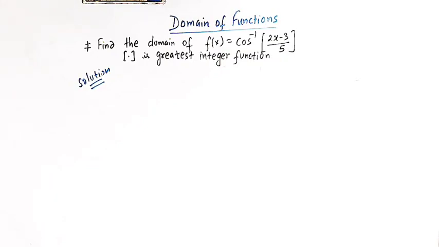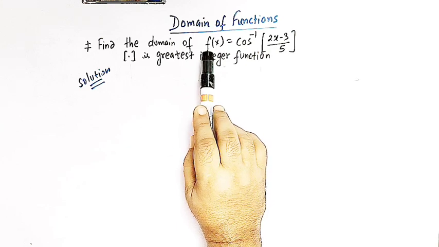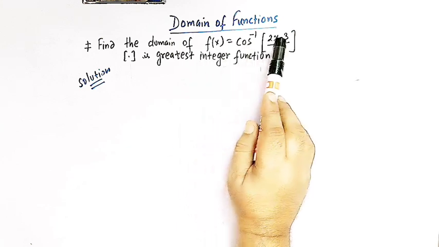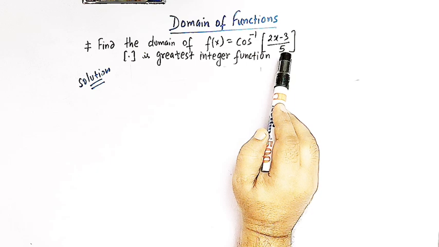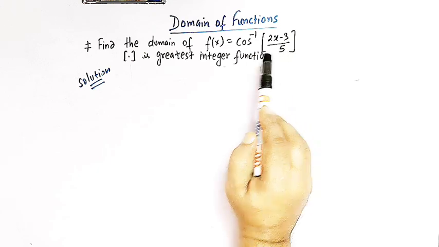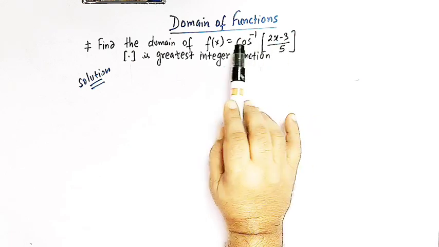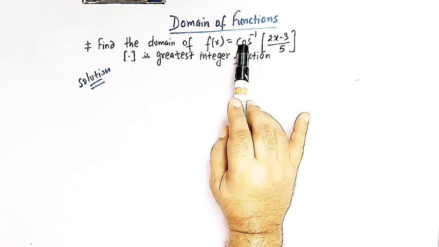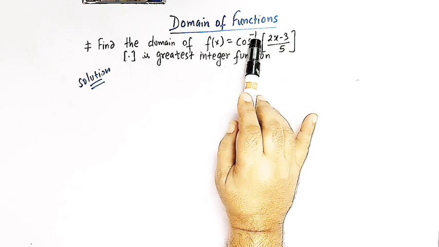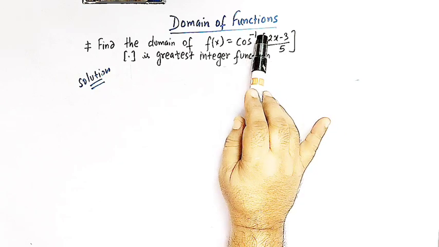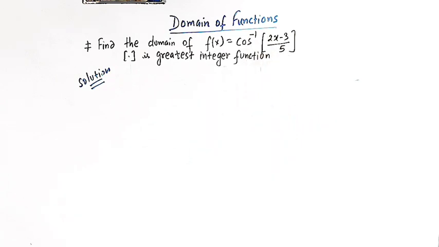Hello viewers, in today's session we are going to discuss another important and conceptual problem from the domain of functions. Here we have to find the domain of this function, that is f of x is equal to cos inverse of the greatest integer of (2x minus 3) over 5. So here we can see that we have the combination of two important functions. The first one is the inverse cosine function, and the second one is the greatest integer function.